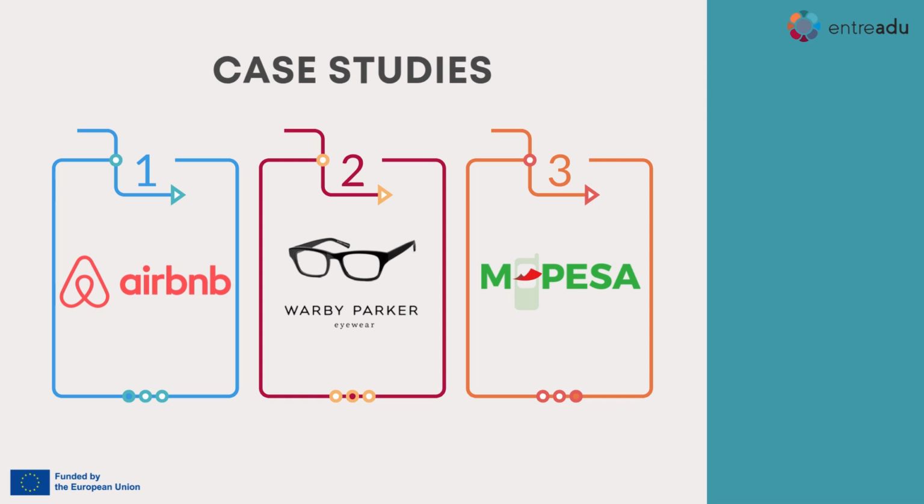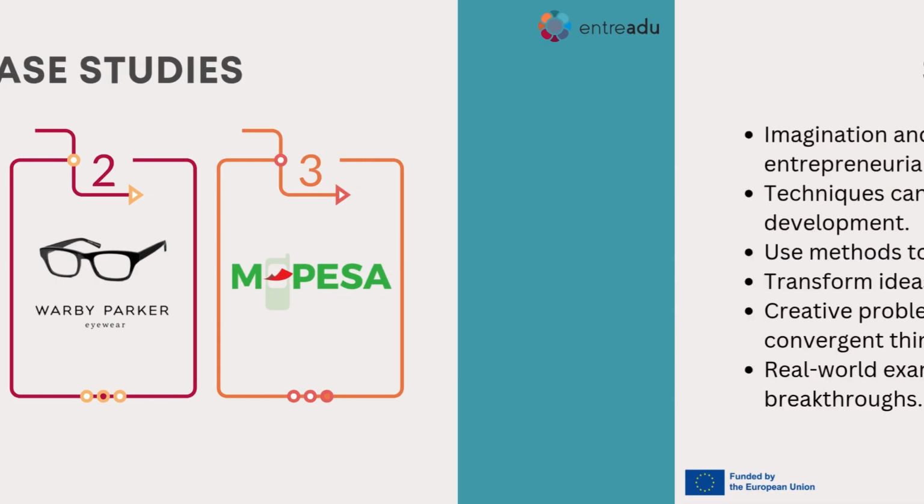The last case study is about M-Pesa. In Kenya, Vodafone's M-Pesa creatively solved the problem of limited banking access by allowing people to transfer money using mobile phones. This solution transformed financial services in developing countries by working within existing constraints rather than requiring new infrastructure.